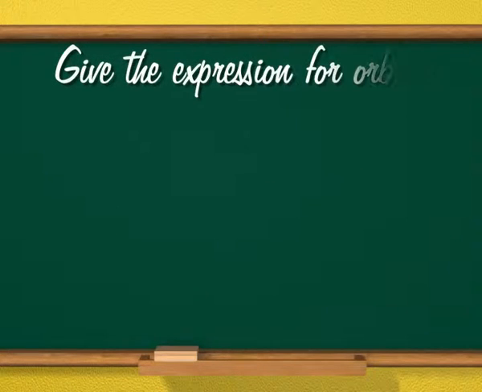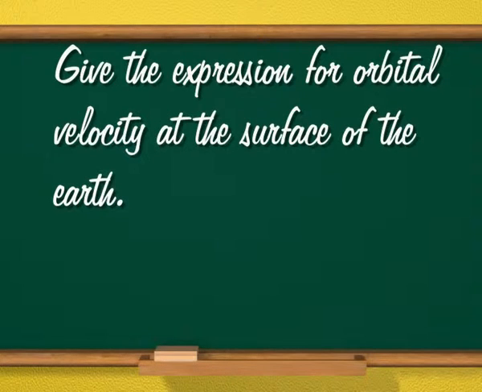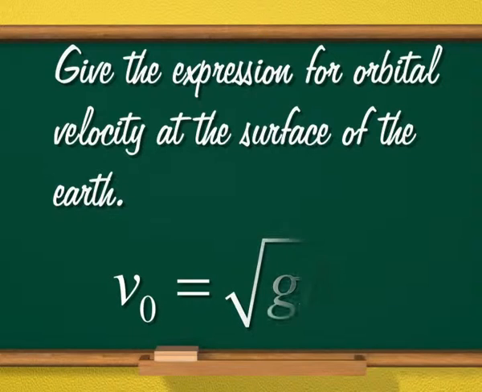Next question, give the expression for orbital velocity at the surface of the Earth. The answer is, at the surface of the Earth, orbital velocity V0 is equal to the square root of small g into Re.